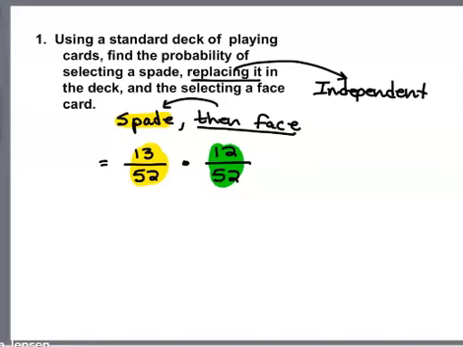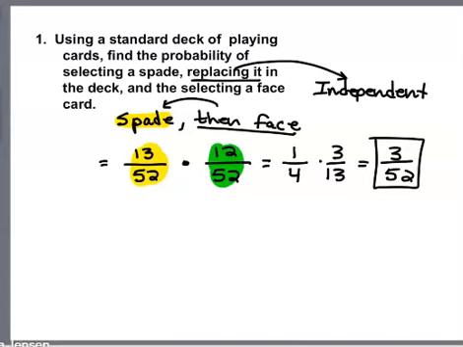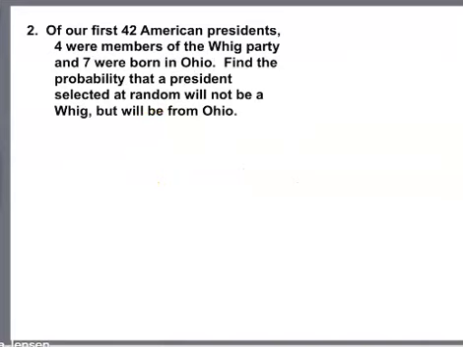So I can go ahead and do 13 times 12. I can also reduce these. It makes it a little smaller. So 13 over 52 reduces to 1 over 4. This reduces to 3 over 13. And remember, when we multiply, we go straight across the top. So 1 times 3 is 3. 4 times 13 is 52. Okay? All right.